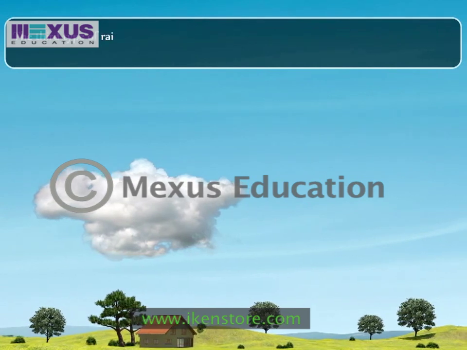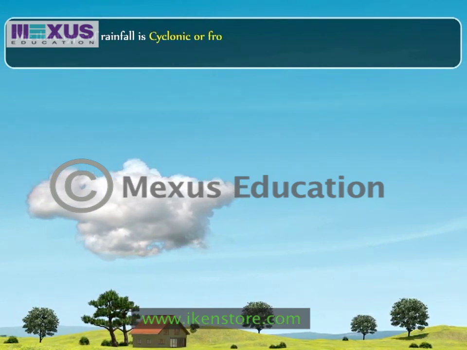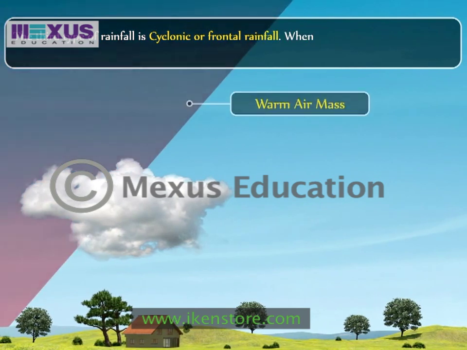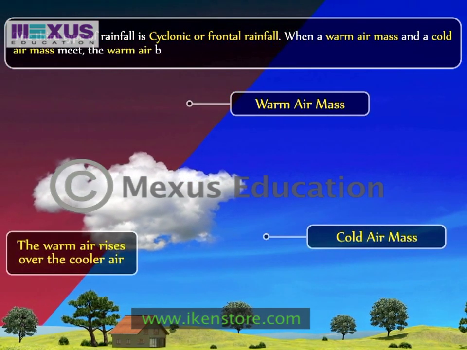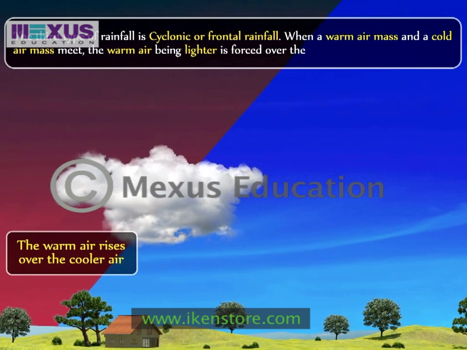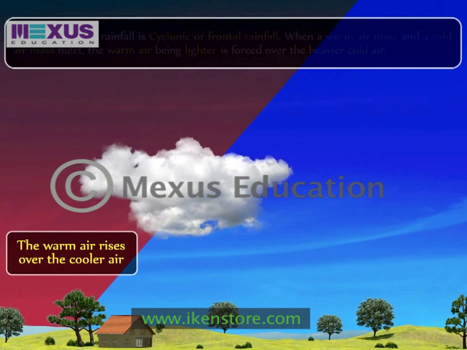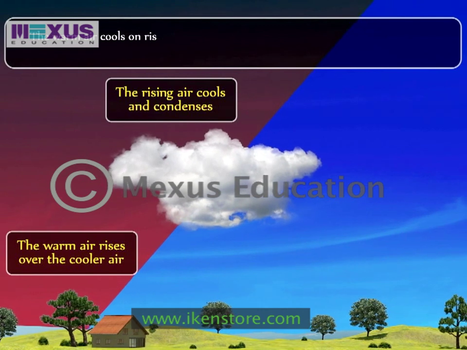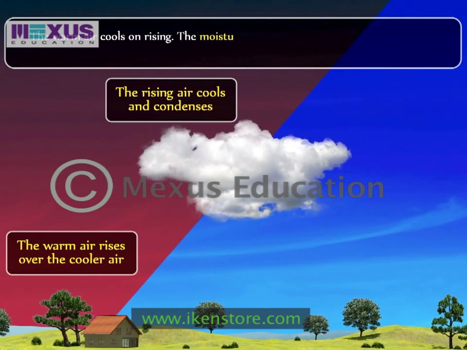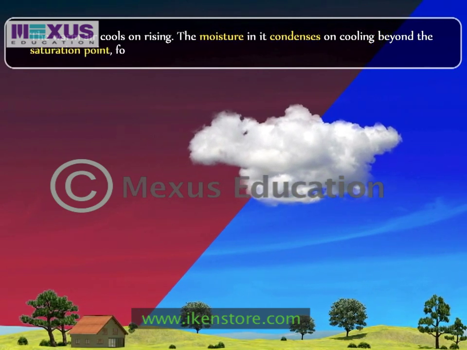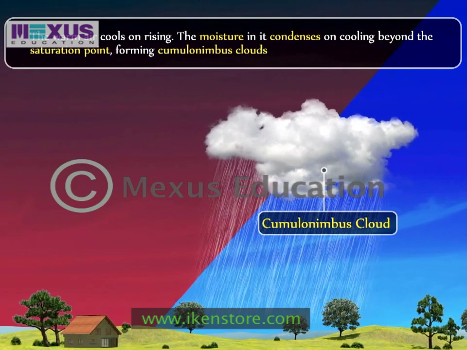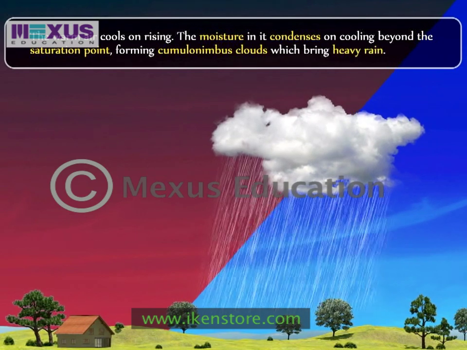The third type of rainfall is cyclonic or frontal rainfall. When a warm air mass and a cold air mass meet, the warm air, being lighter, is forced over the heavier cold air. The warm air cools on rising. The moisture in it condenses on cooling beyond the saturation point, forming cumulonimbus clouds, which bring heavy rain.